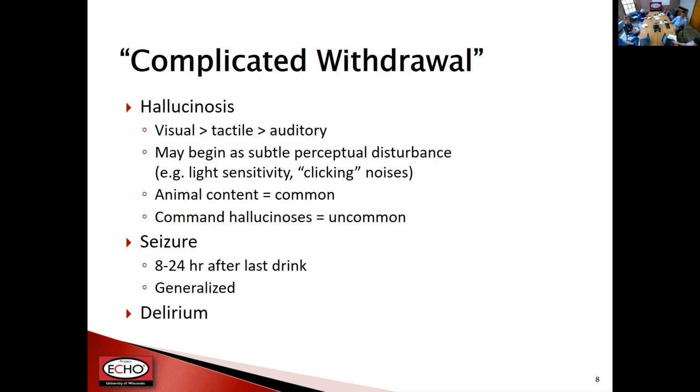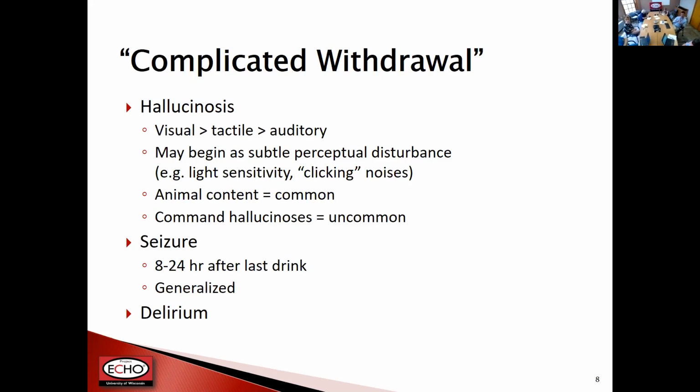And these are some of the syndromes that we typically will refer to as more complicated forms of withdrawal. So forms of withdrawal where you're not just seeing evidence of autonomic hyperactivity, not just seeing anxiety and high blood pressure, high heart rate, for example, but also seeing phenomena such as hallucinoses. And in the setting of alcohol withdrawal, these are most commonly visual, and visual hallucinations commonly involve animal content.